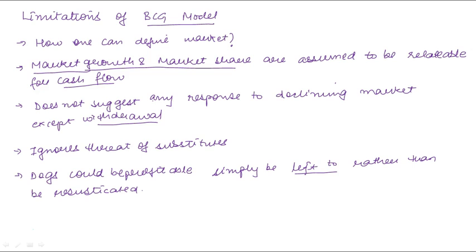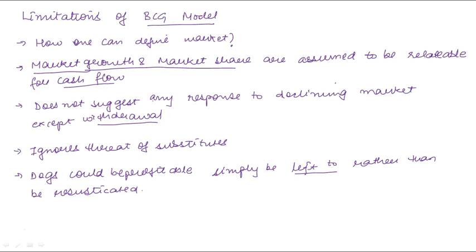Such kind of businesses which belong to the dogs part might grow in a particular situation. It's not necessary that you have to shut it down, beta. One day it could happen that it climbs up. Right, such kind of things can happen in business. So these are the limitations of the BCG model.